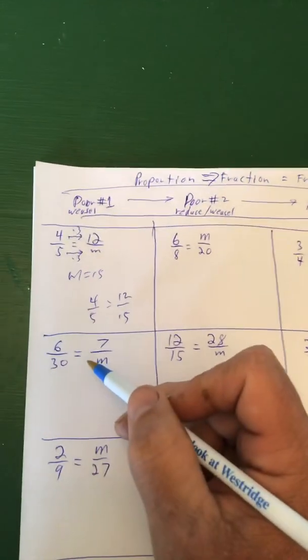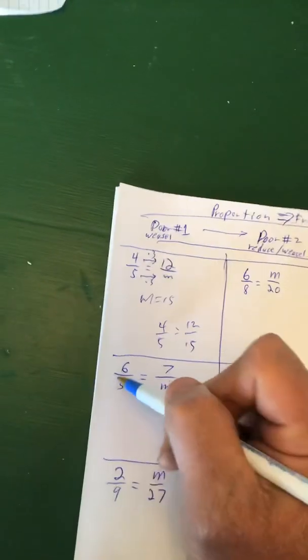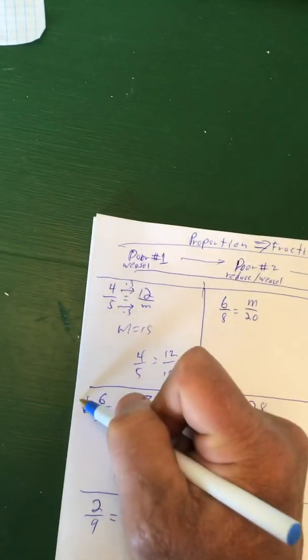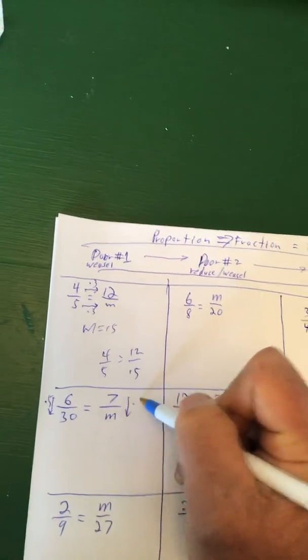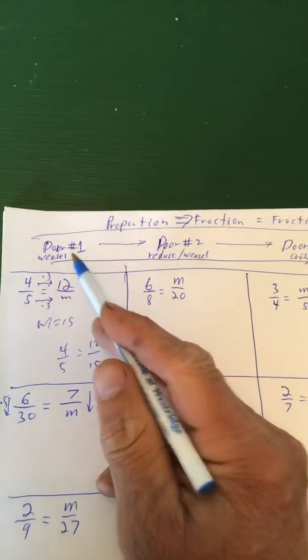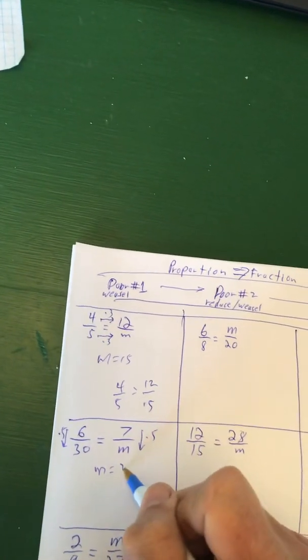Here would be a vertical one. You can't get from here, but you can get from here. How do you get from 6 to 30? Well, that's times 5. A lot of people have a hard time seeing the vertical weasel, door number 1. So 7 times 5 is 35, m is 35.